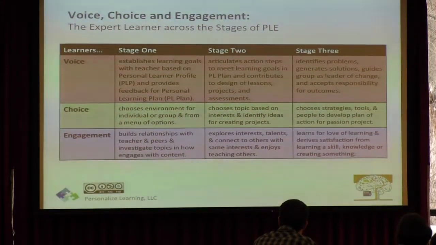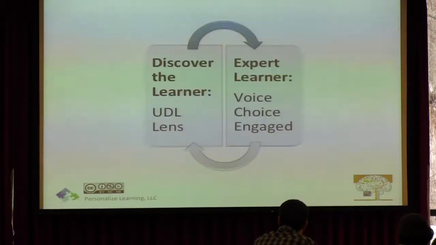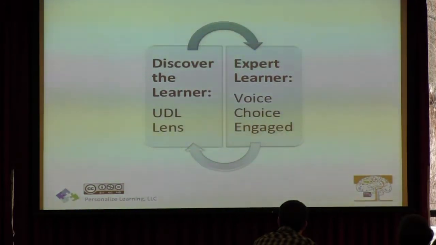This gives you an overview of voice, choice, and engagement at the expert learner level through the stages. So here's what we really, really believe. We need to discover the learner, using that UDL lens. But the learner has to discover who they are as learners first. I know that's a big change up. It's really about empowering learners. And when you empower learners with skills and strategies and knowing how they learn, so they can talk about their learning, that's truly when you can develop expert learners that have voice, choice, and are engaged.